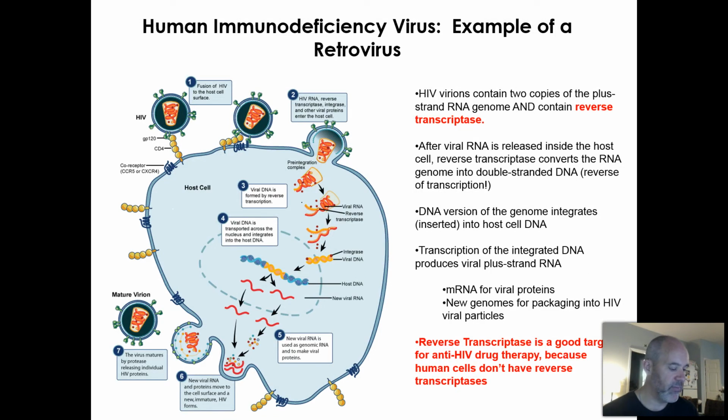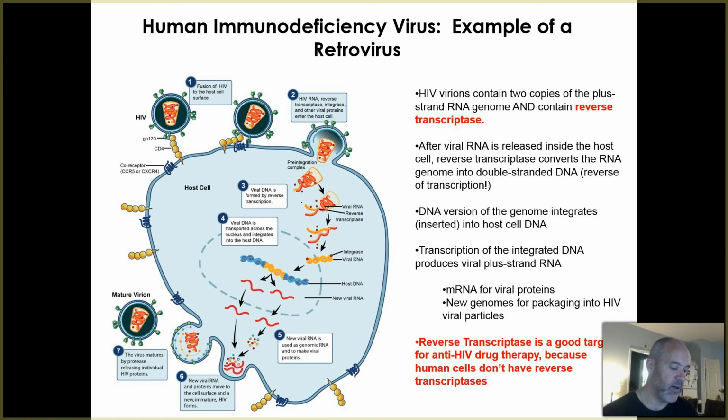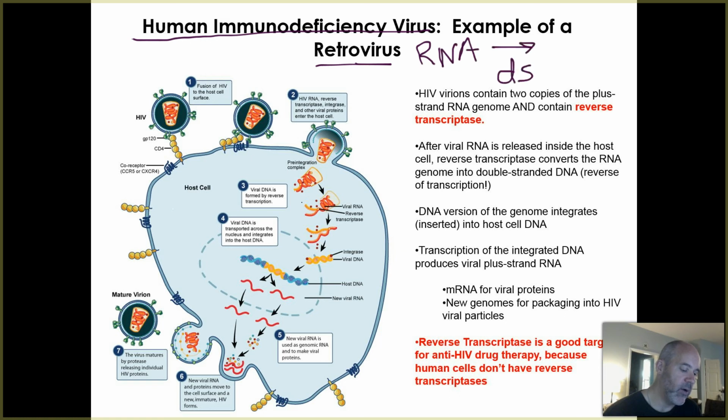All right, then a third type of virus to talk about, and I've already mentioned a little bit about this, is human immunodeficiency virus, or HIV. It's an example of a retrovirus. And again, that means that inside the virus you have an RNA genome, but once it goes inside the host cell, it gets converted to double-stranded DNA. And as I mentioned before, that is the reverse of transcription, backwards. So HIV has an enzyme called reverse transcriptase that performs that process.